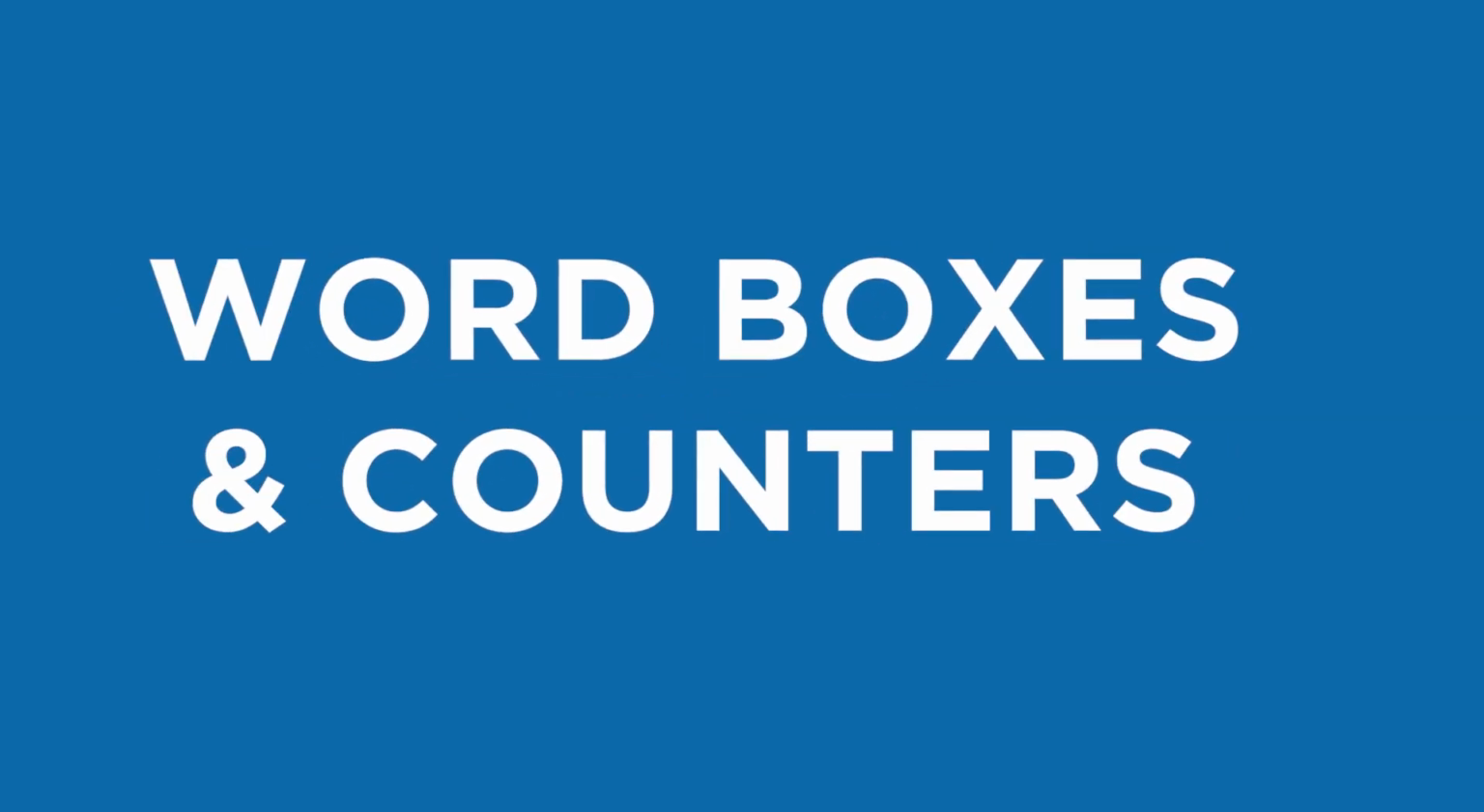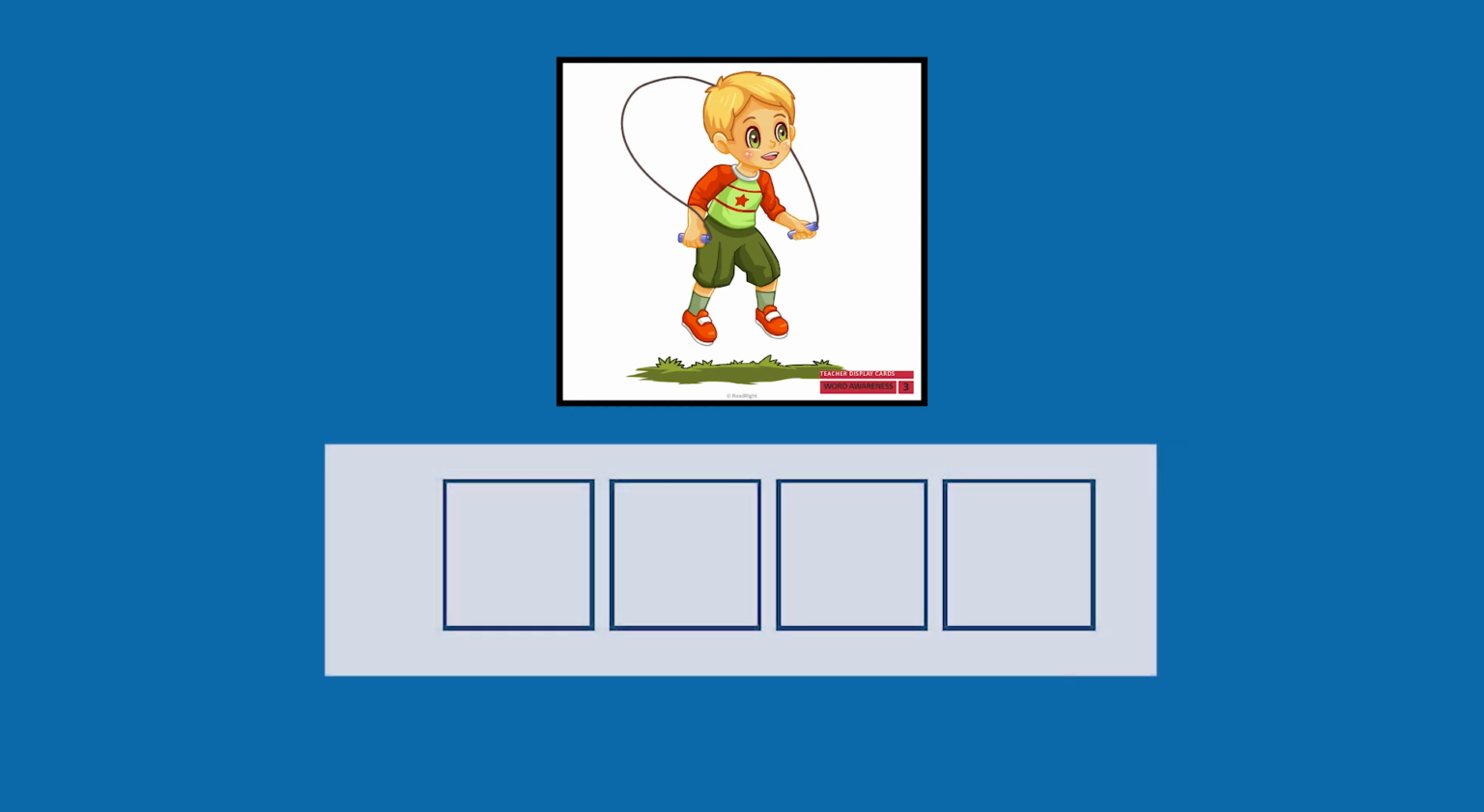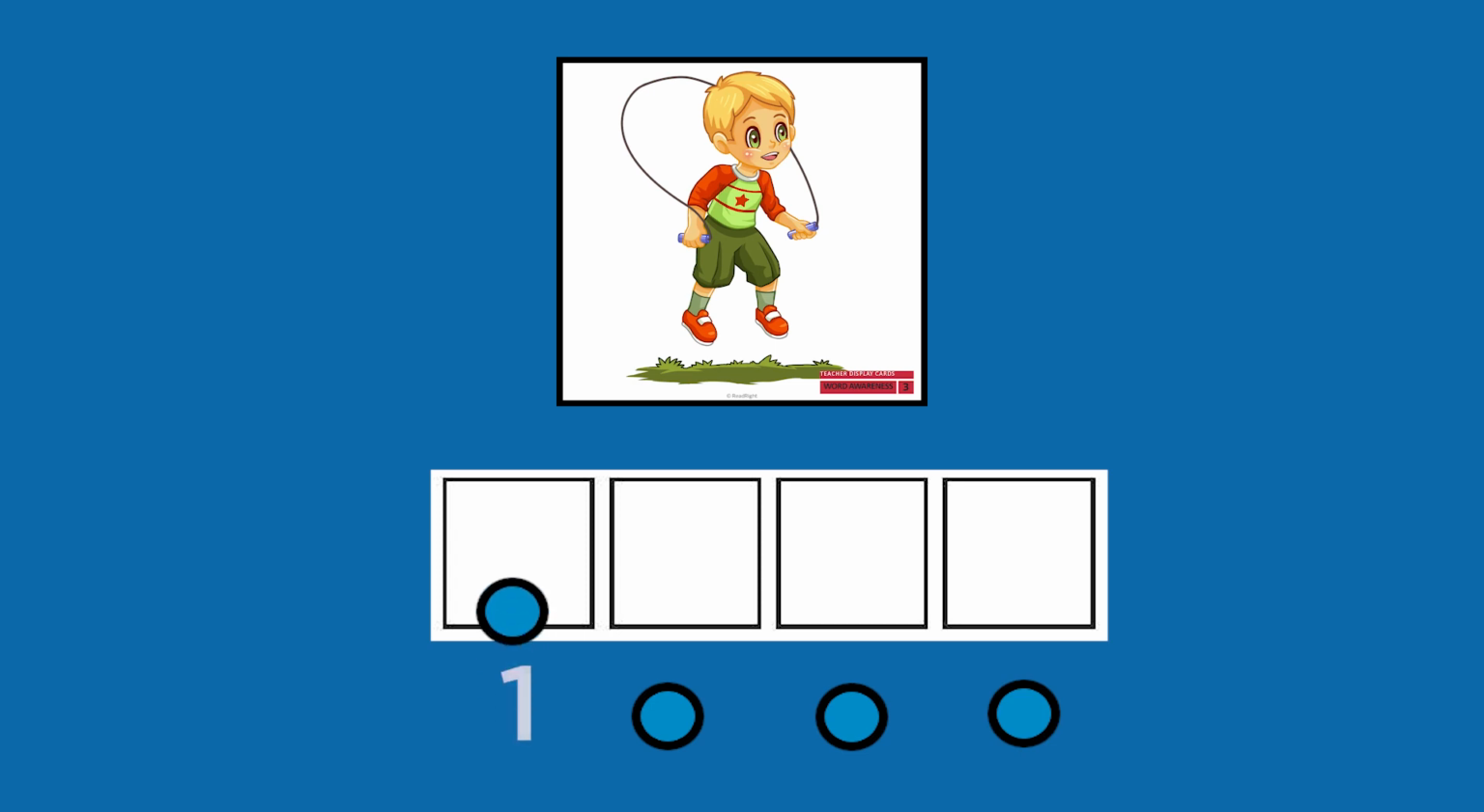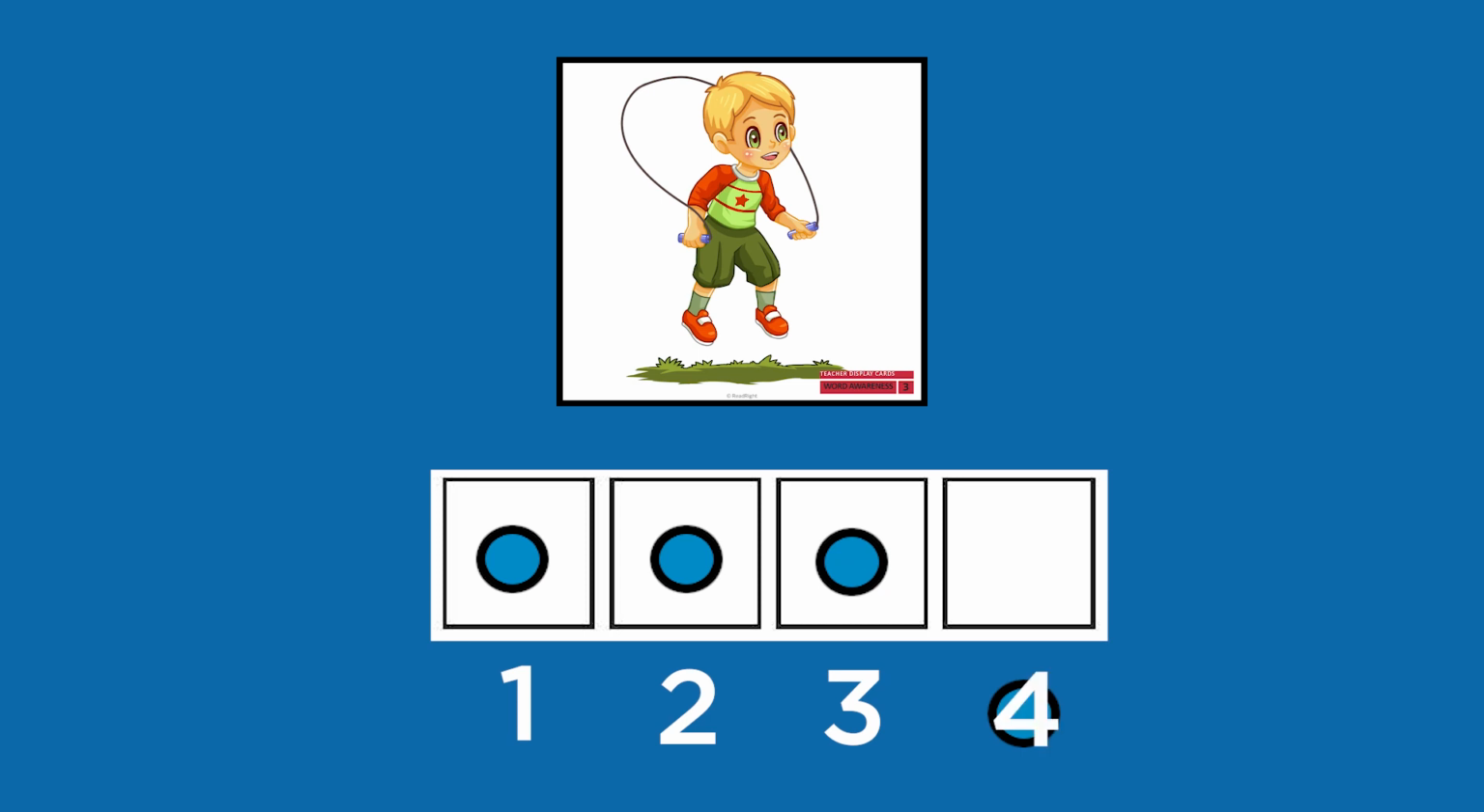Word boxes and counters. The teacher will further develop the goals of identifying and counting words in a sentence by using word boxes and counters. A row of boxes that are not attached shows a sentence. A counter will be placed into each word box to represent each word in the sentence. For example, the boy is jumping. Let's count how many words are in that sentence. The 1, boy 2, is 3, jumping 4. There are 4 words in that sentence.